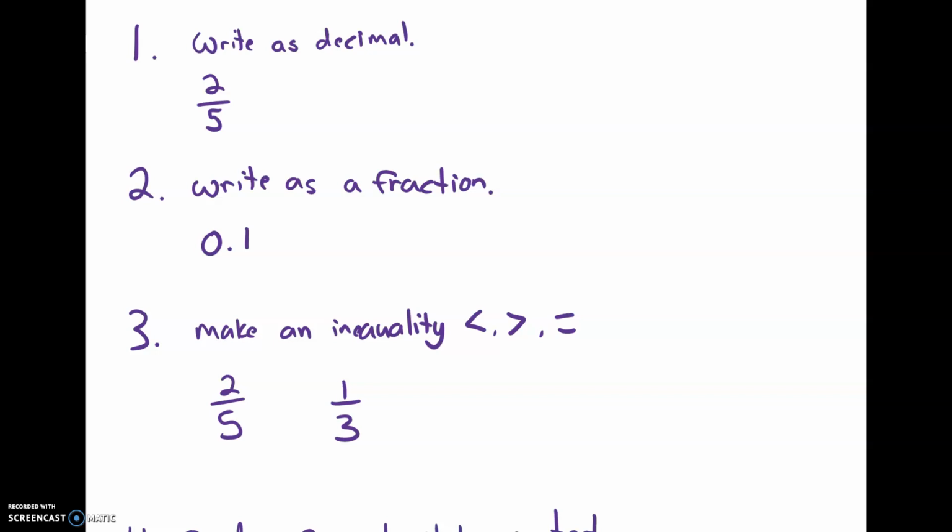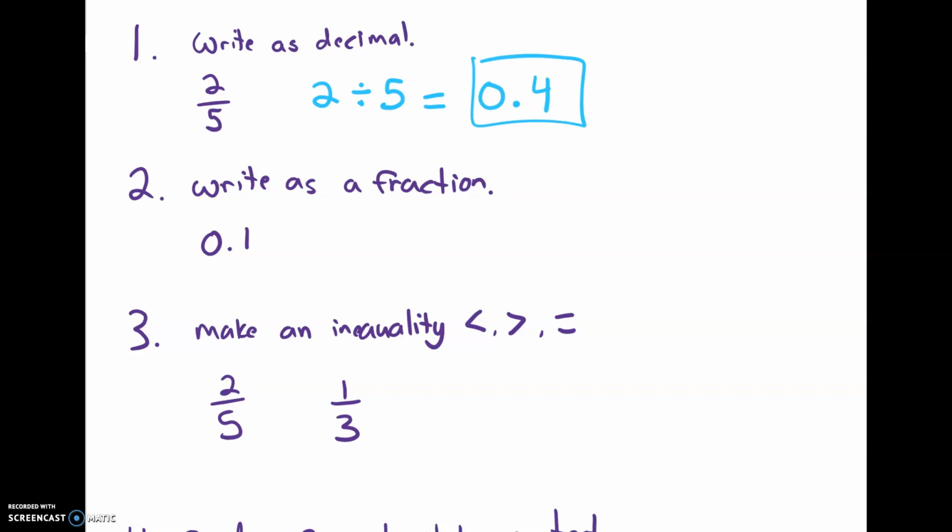So question number 1 says write as a decimal. So this is a fraction right now and we want to change it to a decimal. It's actually a pretty simple process. You just take the first number, top number, divide it by the bottom number, and then that's going to give you your answer. So we just would type 2 divided by 5, and that's going to give us 0.4. Done. Then that's it.